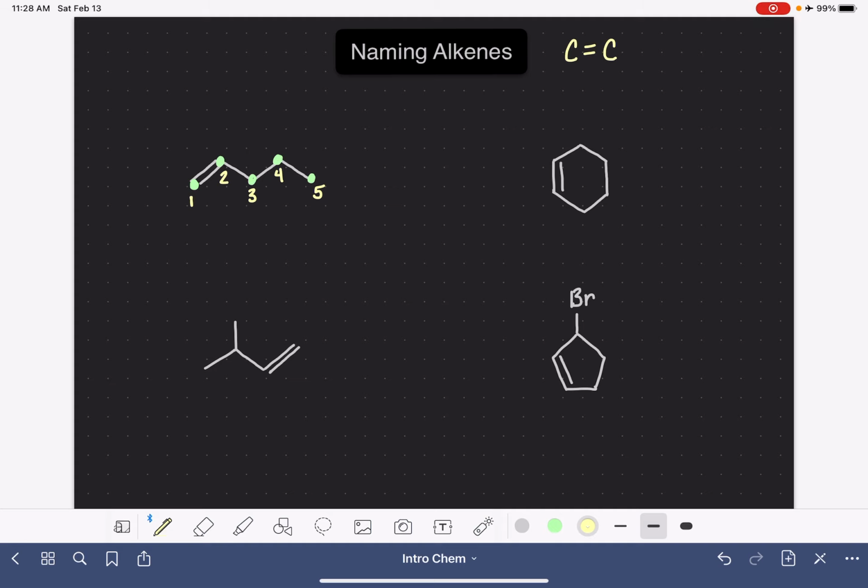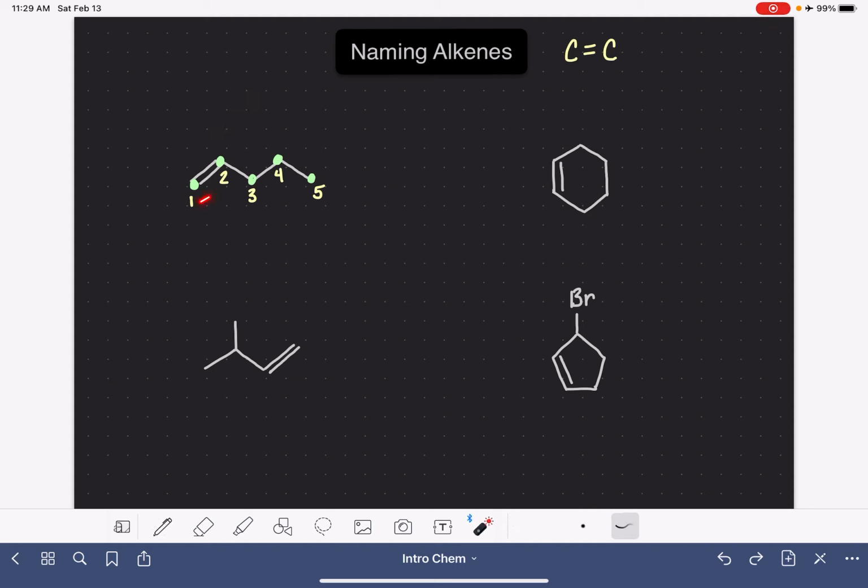This molecule doesn't have any branches on it, so we don't have to worry about that part of the name. The next thing that we need to do is locate the position of the carbon-carbon double bond along the carbon chain. Because the double bond doesn't have to be located here, it's also possible that the double bond could be located in a different position, like that. So we have to say exactly where the double bond is located.